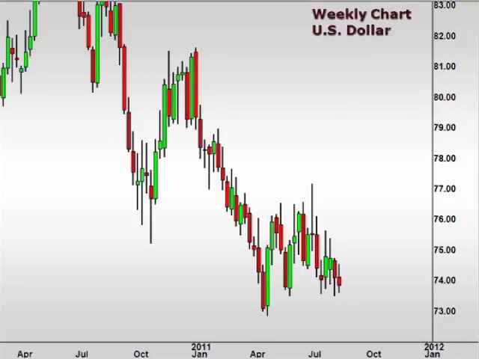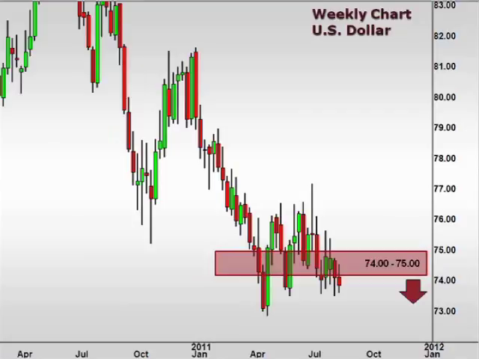Let's take a look at a weekly chart, as the U.S. dollar index is a great way to gain perspective as to how the dollar has been trading against a basket of currencies. Well, the dollar index dipped below the 74 level last week, indicating that there is still a chance for a continuation to the downside.